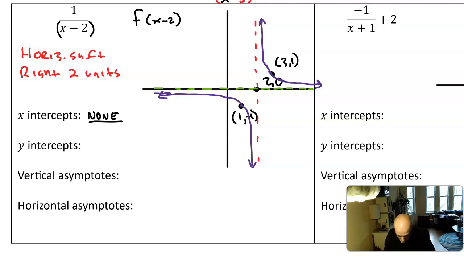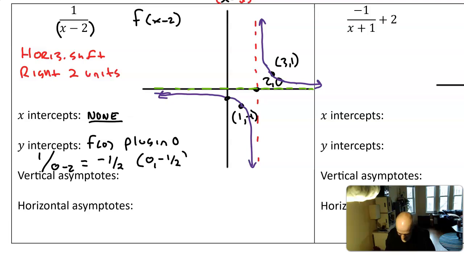We do have some y-intercepts now. So how do you find y-intercepts? Well, just like any function, you compute f of 0, which means plug in 0. So 1 over 0 minus 2, that's just negative 1/2. So I'm going to write the y-intercept as a point, and it's going to be 0, negative 1/2. I think it's just nice to start writing these as points. That's going to give us a nice point on our graph as well. So I'll just draw an arrow right there. That's a point that we also get on our graph.